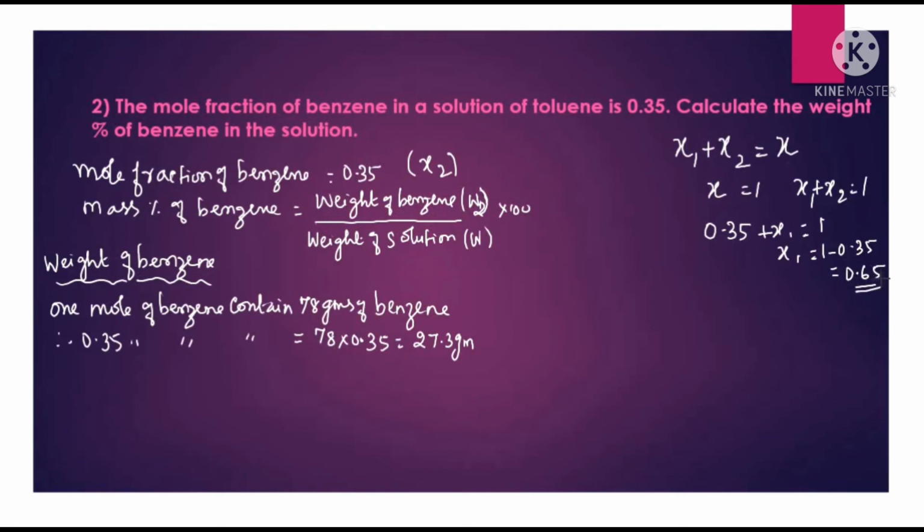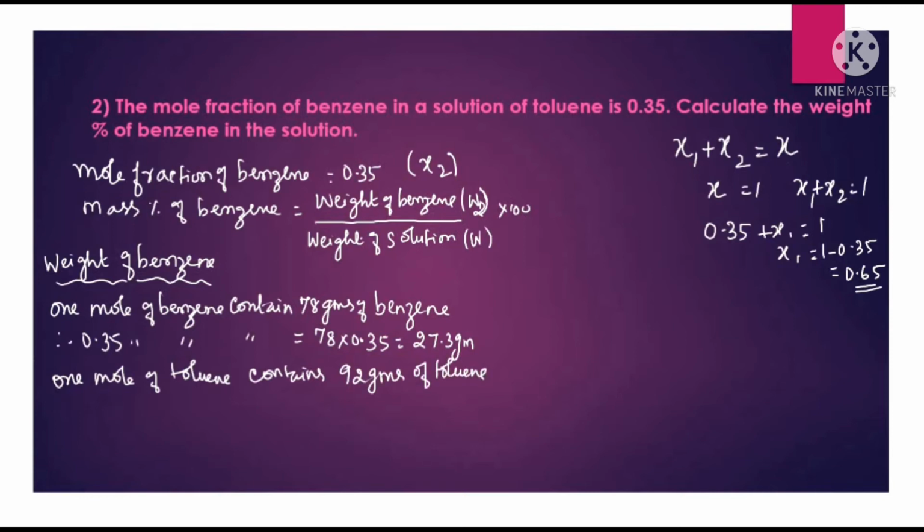So already we know 0.65 moles of toluene is there. So we should follow the same. Here 1 mole of toluene contains 92 grams of toluene.